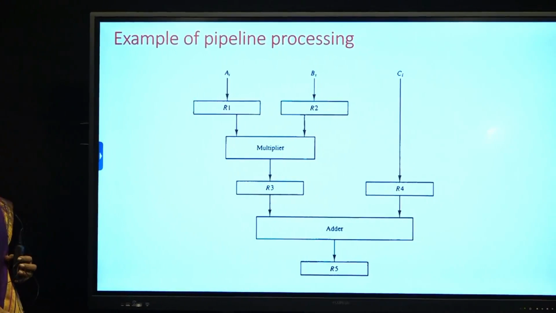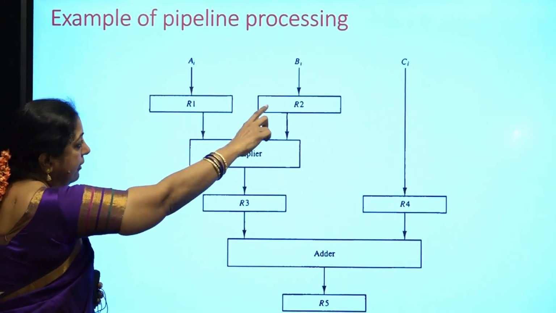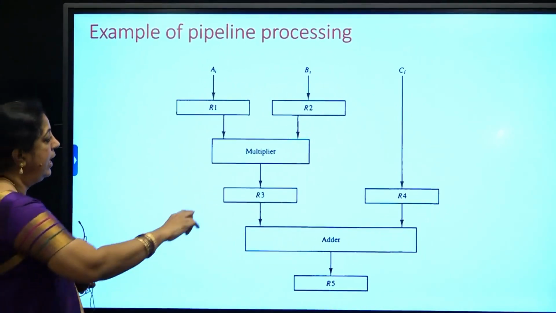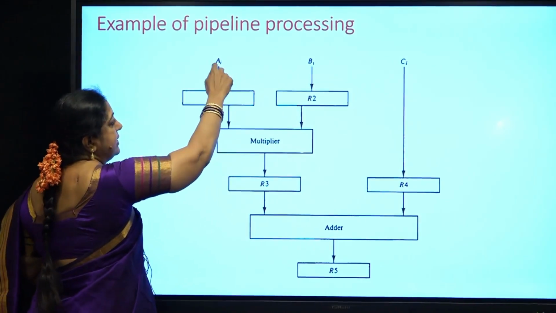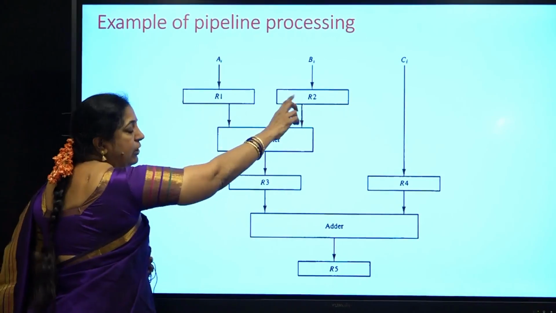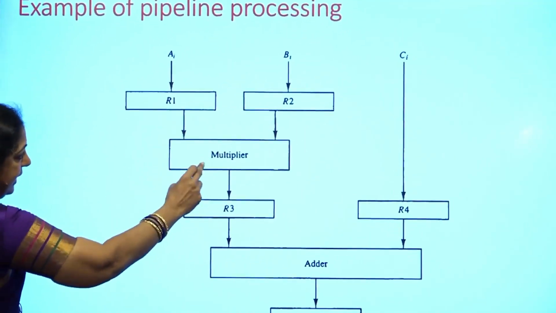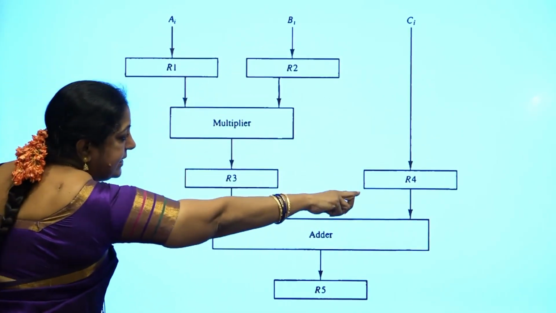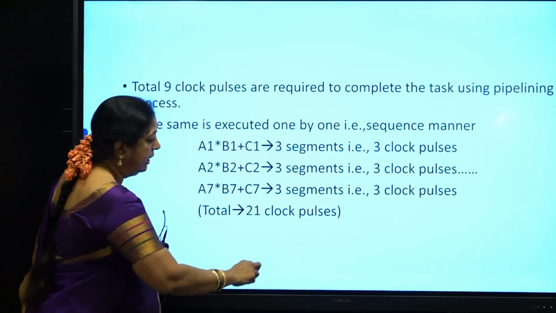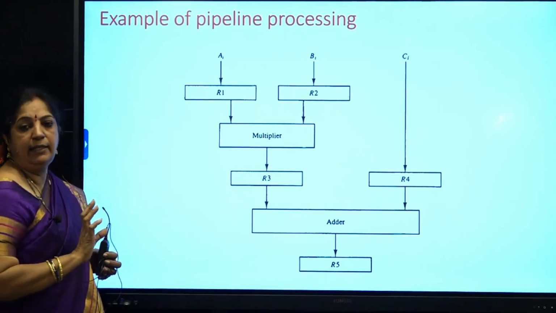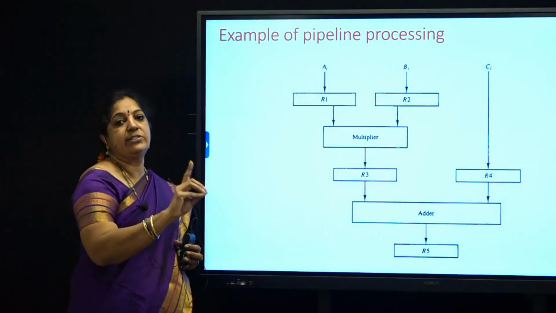The same thing, if you represent it in a diagrammatic manner: this is the first segment, where AI is assigned to R1. R1, R2, R3, R4, R5 are the registers, and the multiplier and adder are the operations performed. In the first segment you assign AI to R1 and BI to R2. In the second segment, you multiply these two and store in R3, and CI is assigned to R4. In segment 3, you add the values of R3 and R4 and store the result in R5. This is the execution of one instruction for one value.